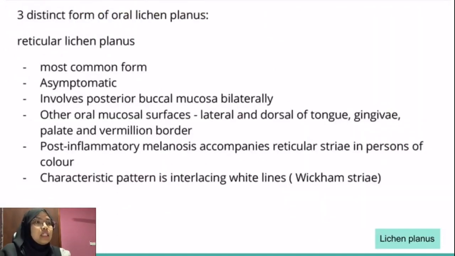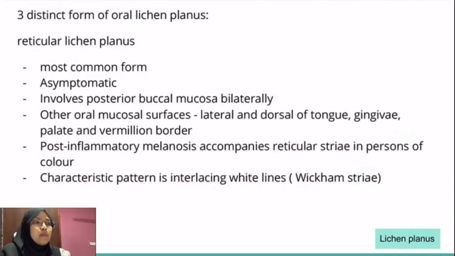And there are three distinct forms of oral lichen planus. The first one is the reticular lichen planus. It is the most common form and it is asymptomatic. It involves the posterior buccal mucosa bilaterally. It can also affect other oral mucosa such as the lateral and dorsal tongue, gingiva, palate, and also vermilion border.